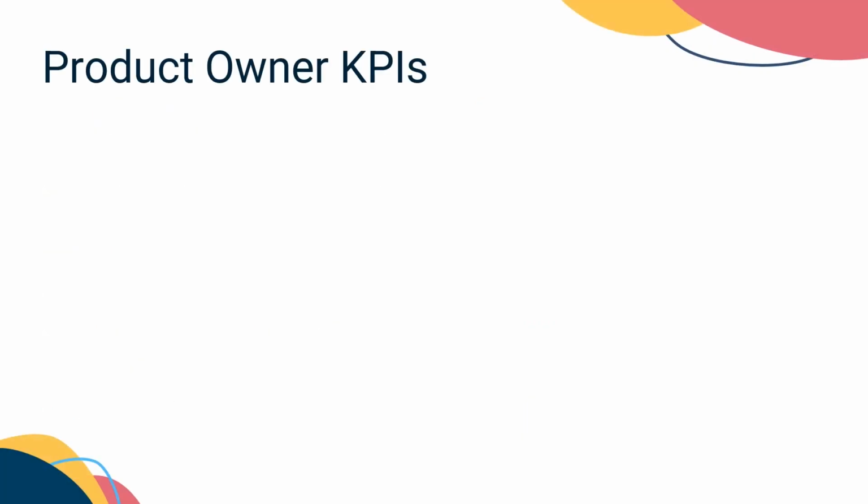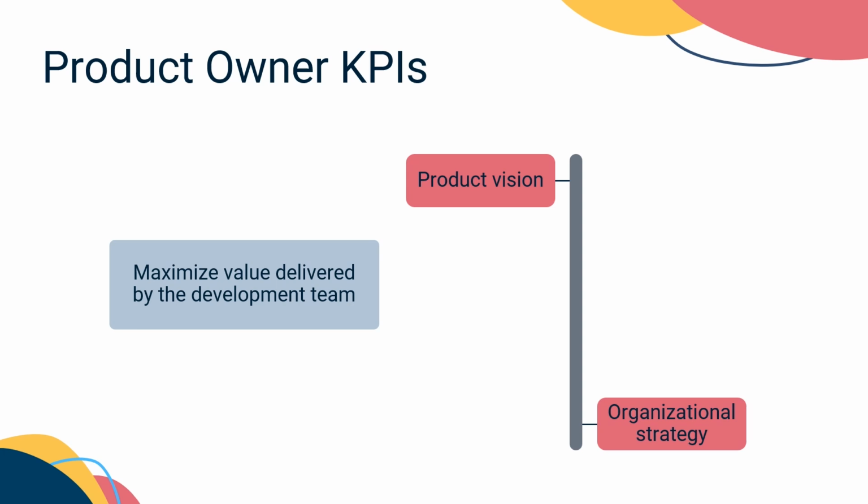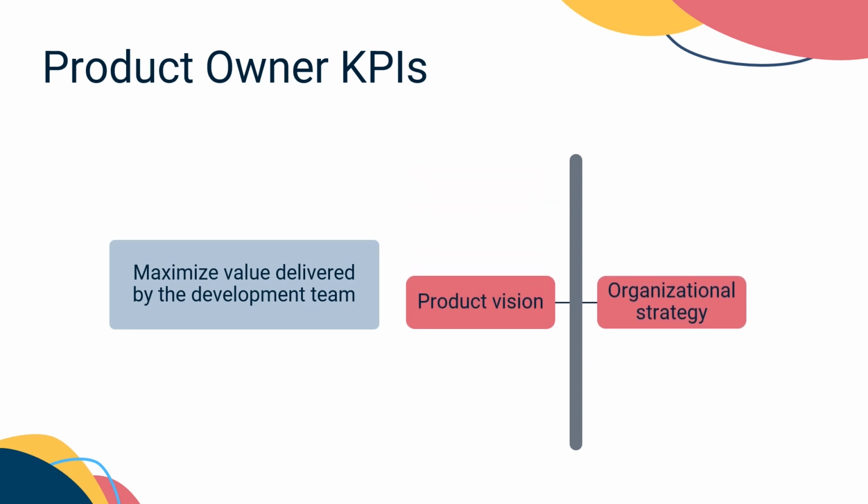The product owner uses KPIs to maximize the value delivered by the development team. These KPIs help the product owner align the product vision with the organizational strategy. Let's discuss some key KPIs a product owner typically develops and monitors.